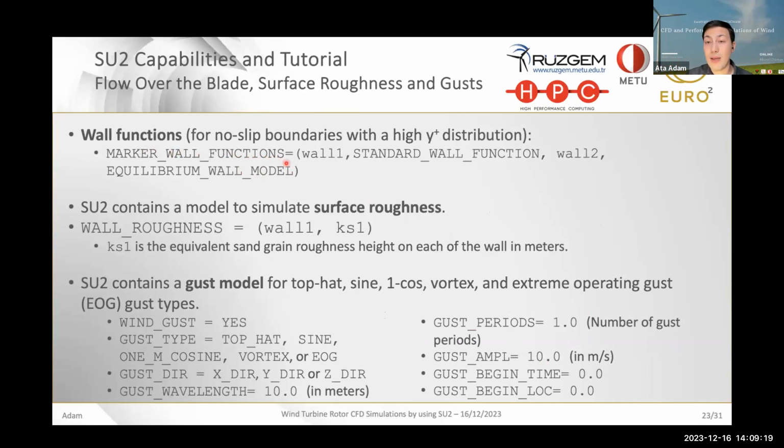You may use this wall roughness model in SU2 to model your roughness case. And also you may use this gust model to see the effects of gusts on the wind turbine blade. You can check these ones in more detail from that template configuration file I showed you earlier in this presentation.